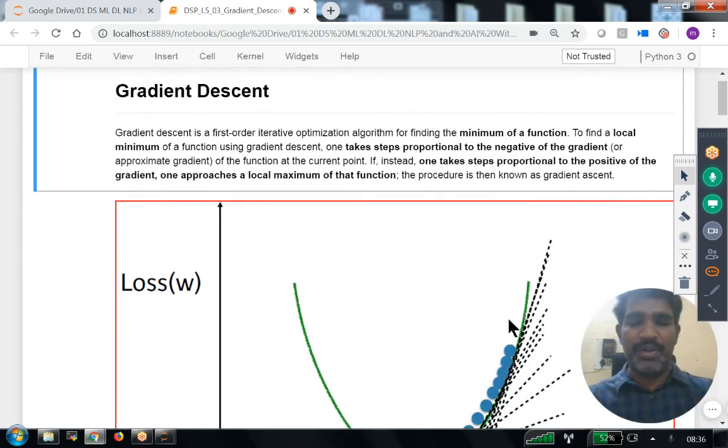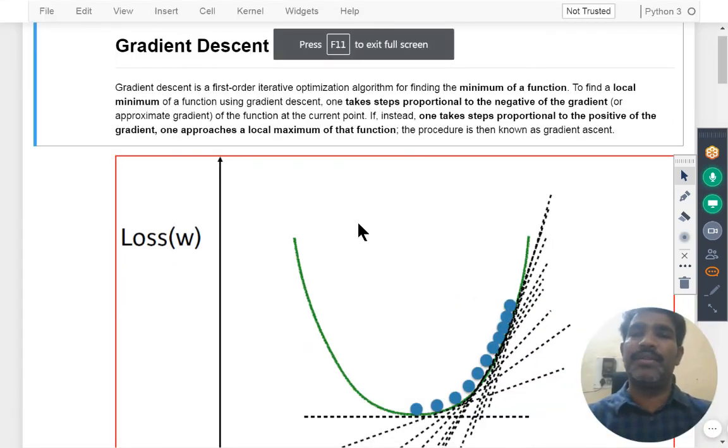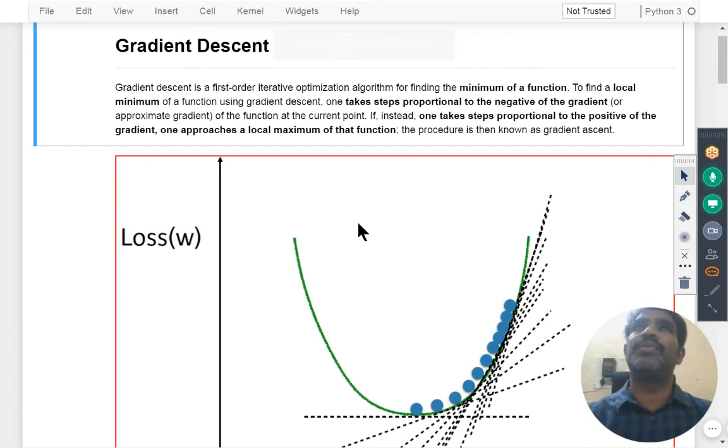So next chapter we need to understand about gradient descent. The word meaning of gradient we have to understand properly. Gradient descent is a first order iterative optimization algorithm for finding the minimum of a function. What is gradient descent? It is an algorithm, one algorithm, to find the minimum of a function.